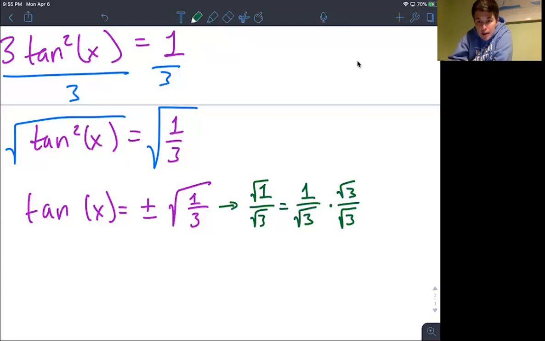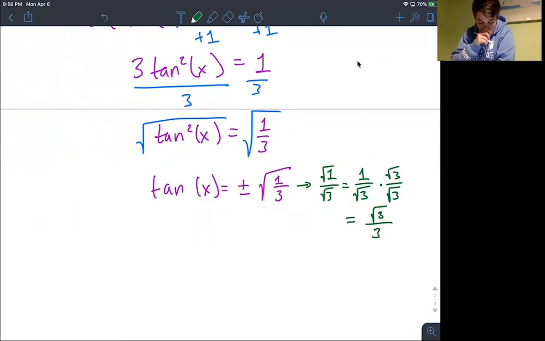Because I know that radical times radical gets rid of the radical. So square root of 3 times square root of 3 is in fact just 3 on the bottom there. And then on top I have 1 times rad 3. So that's just going to be rad 3. So that is a much nicer looking version of my answer.